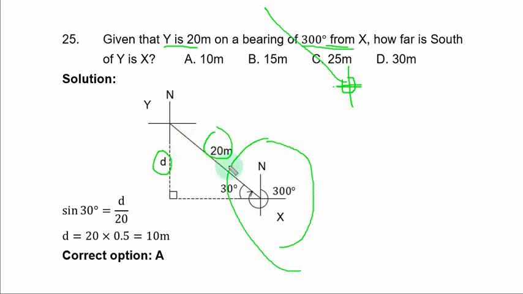You have sine 30 degrees equal to opposite D over hypotenuse 20. So D is 20 times sine 30, which is 0.5. If you multiply, you have 10 meters. A is the correct option.